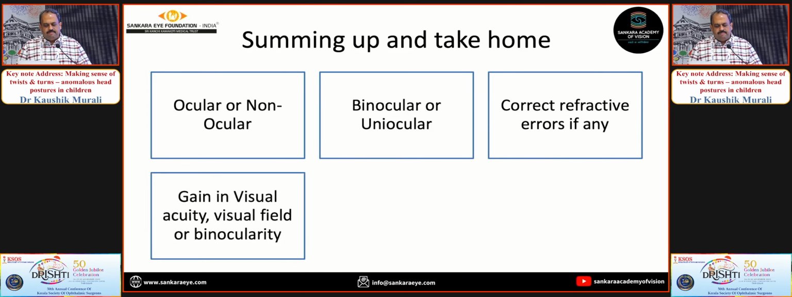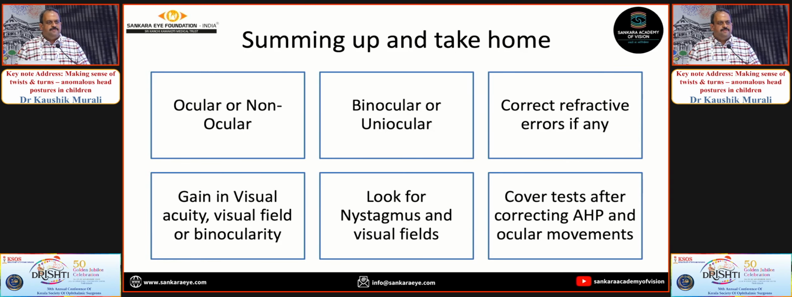So to sum up, to make our life very easy, first thing first, figure out what is happening, figure out whether it is an ocular or a non-ocular anomalous head posture, whether it is binocular or uniocular, and then start getting into action. You don't have to look for a specialist. Correcting a refractive error is something every one of us in this room can do. Getting the visual field tested is something that every one of us can do. We need to understand that the child is adopting it probably to gain visual acuity, binocularity. Looking for nystagmus is something very, very simple.